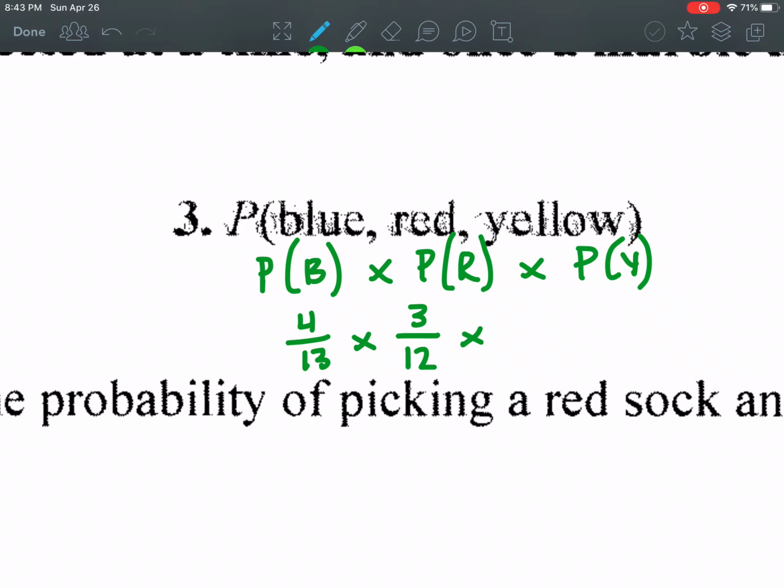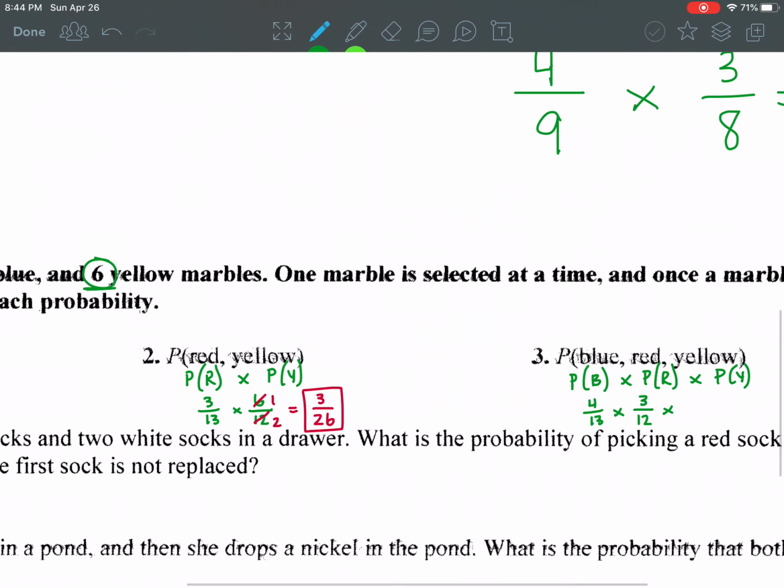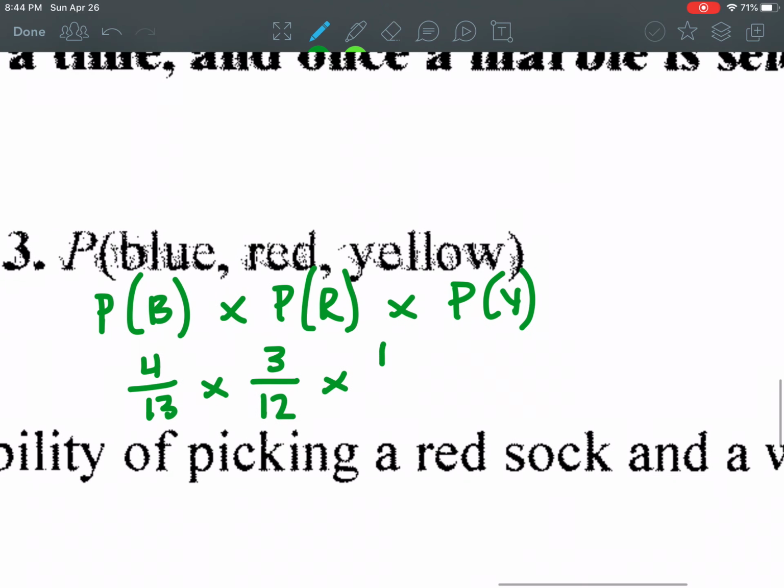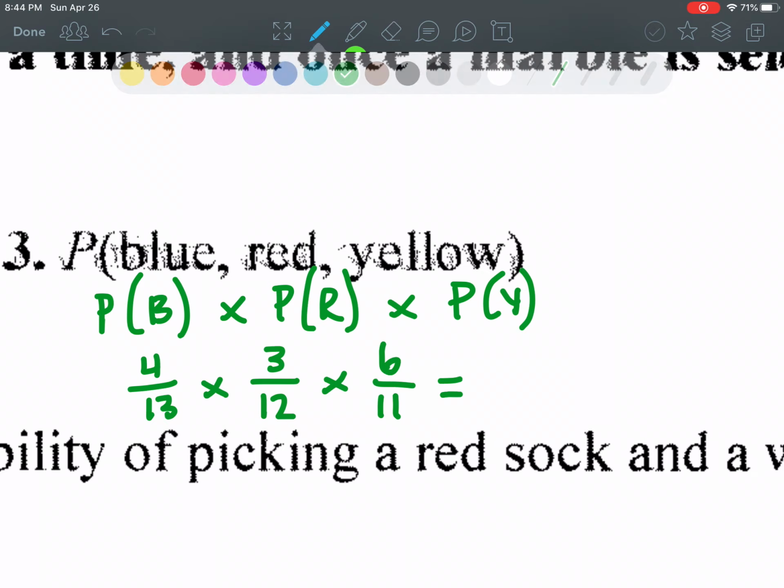Okay, now probability of the yellow. We now have the first 2 events happen. We have a blue and a red marble in our hands. Okay, so how many yellow are there? Well, that didn't change. We still have 6 yellow marbles. Okay, however, there's 1 less in the total because now we have 2 marbles in our hands, so there's 11. Okay, and we can multiply all of those.